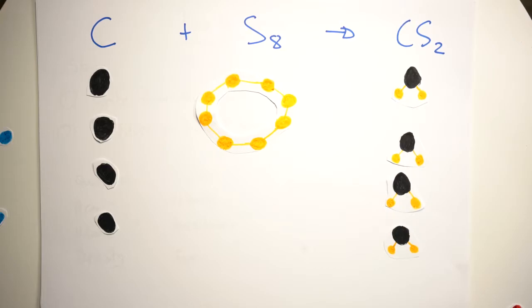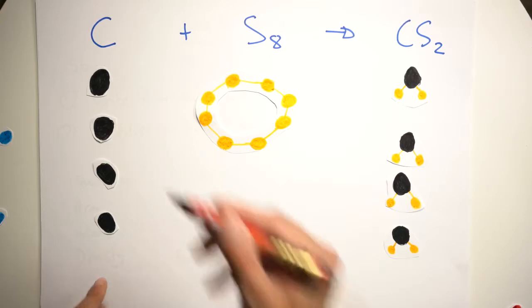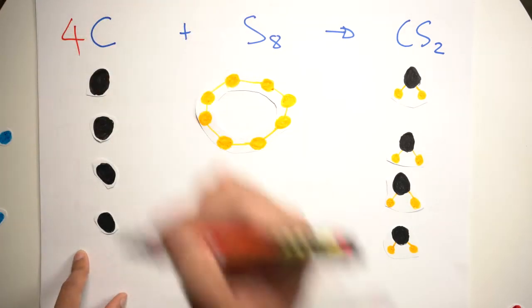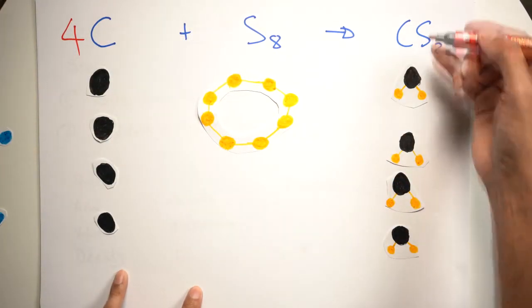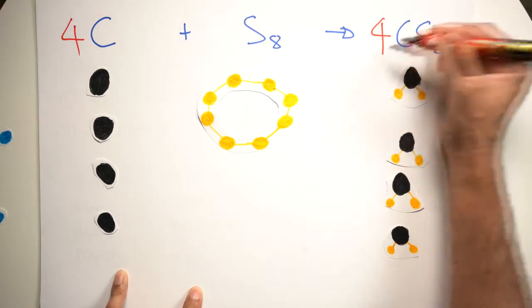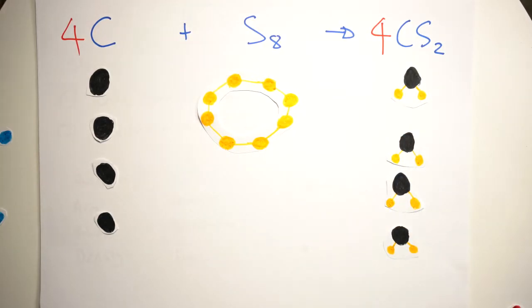Now, again, it's not completed until I put the coefficients. We've got 4 carbons, so we put 4 over here. S8, there's only 1 of those. We don't need to worry about that. And there's 4 CS2. We can put a 4 like this. Dead easy. I'll show you the other way of how to do this now.